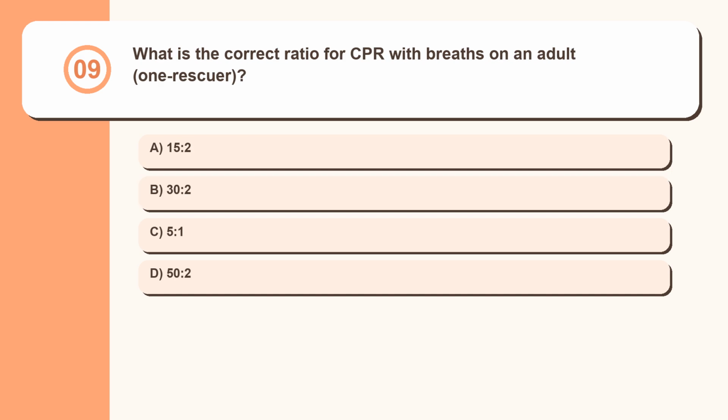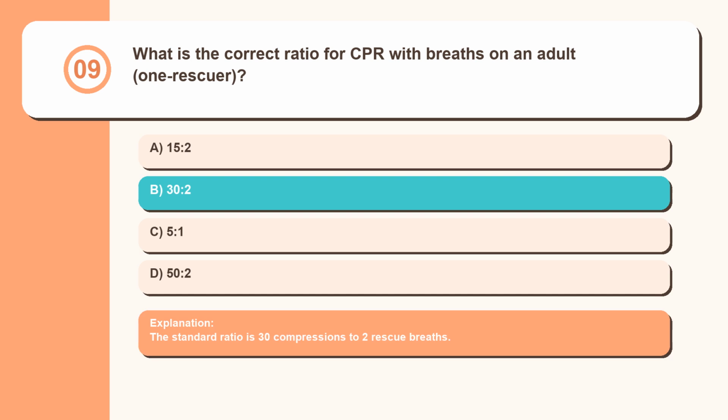Question 9. What is the correct ratio for CPR with breaths on an adult, 1 rescuer? 15:2, 30:2, 5:1, 50:2. The standard ratio is 30 compressions to 2 rescue breaths.